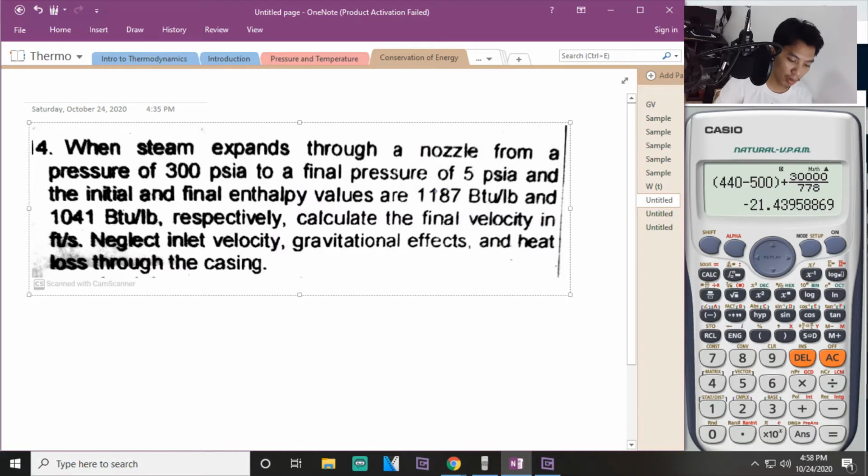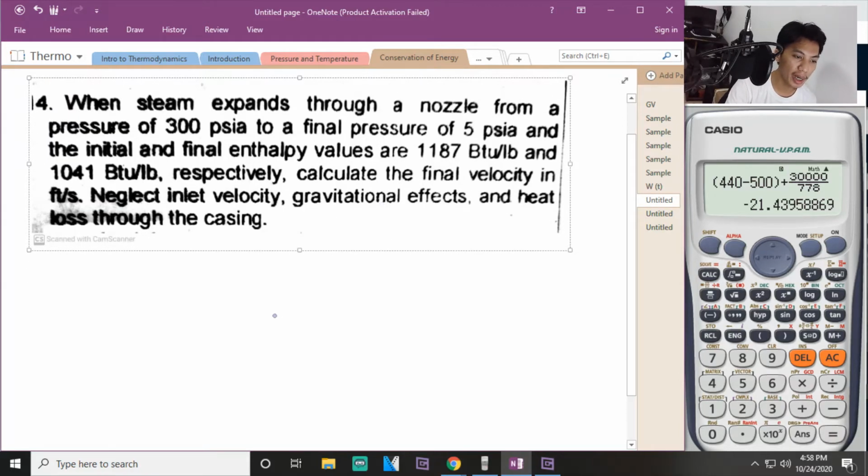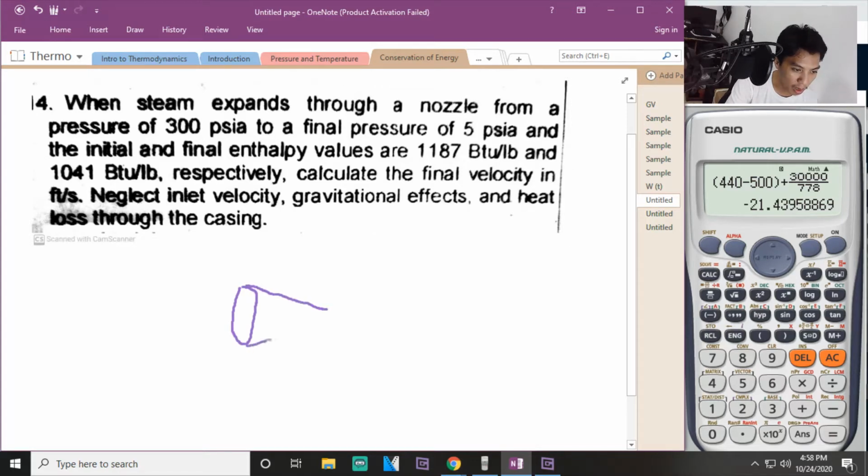And for problem number 2, when steam expands through a nozzle from a pressure of 300 psi. Ano ba yung nozzle? Okay, sir, ano yung nozzle? A nozzle is a parang passageway na kung saan pwede siyang mag-contract or mag-expand at dulo. Pag ang nozzle mo ganito ang flow, from a bigger area to a smaller area, ang tawag dito is the converging nozzle.